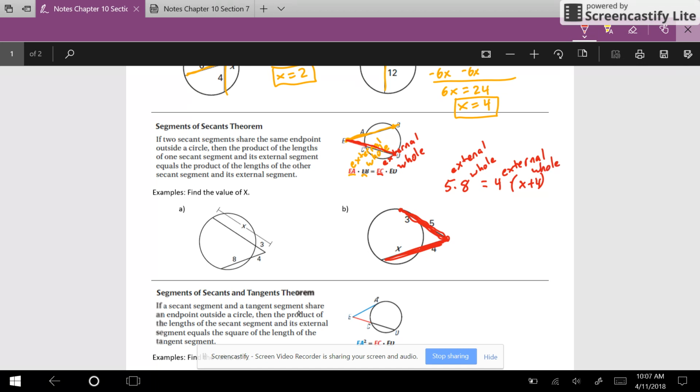Okay, so let's solve this. 5 times 8 is 40. Distribute, 4X plus 16. Subtract the 16.